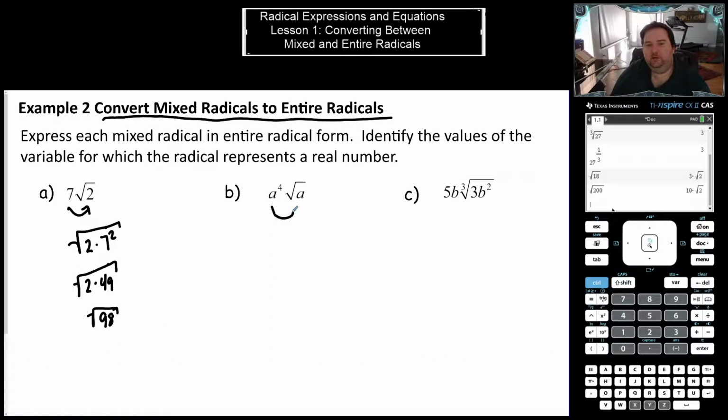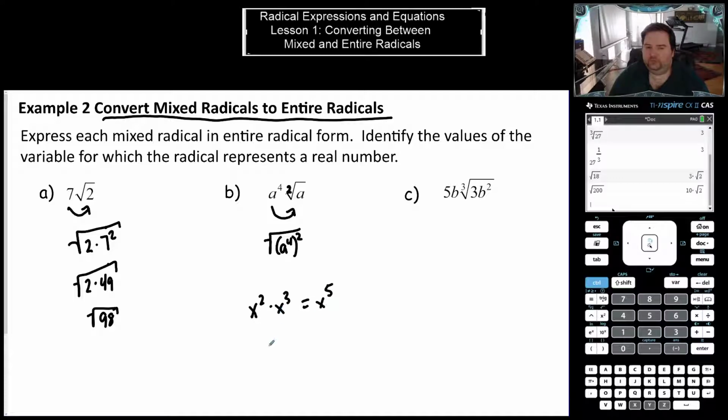Now we need to move a to the power of 4 to the inside. So we have our square root sign. I'm going to start to use parentheses when I do these. So a to the power of 4. And my index is 2, so I'm going to have to square it. Now this is a little different. I'm no longer doing x squared times x cubed and adding them together.